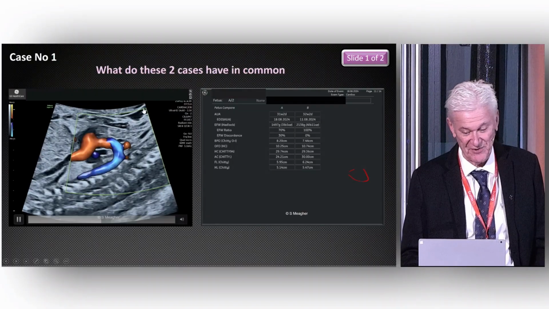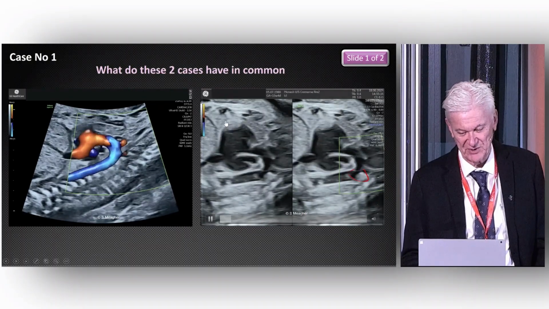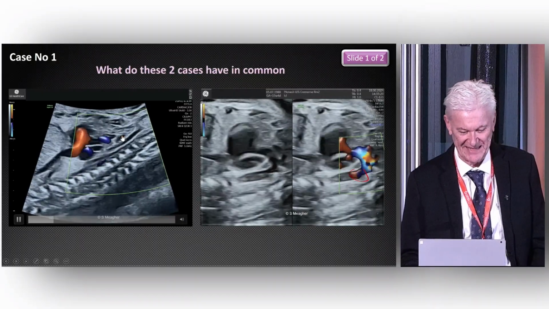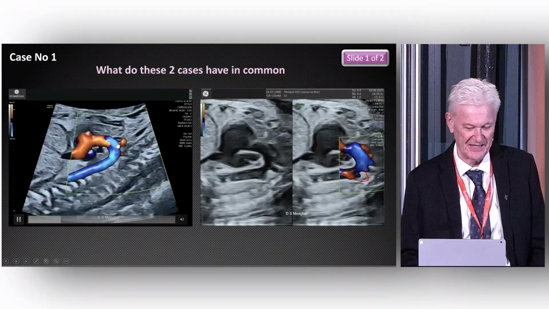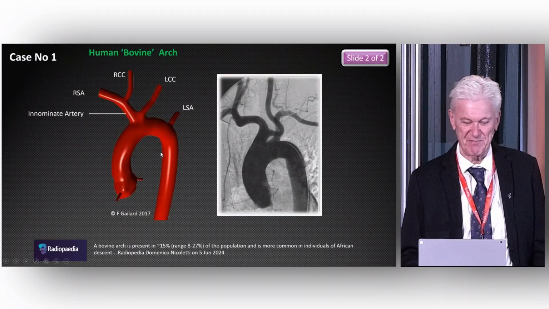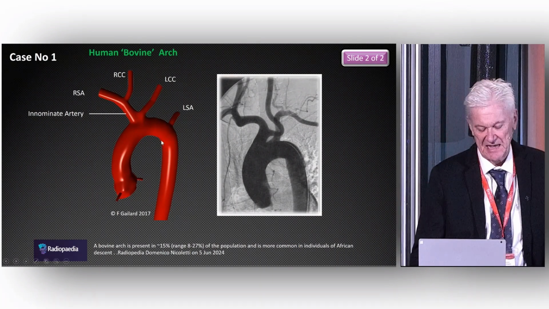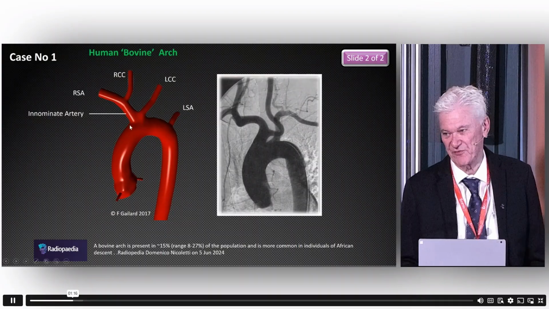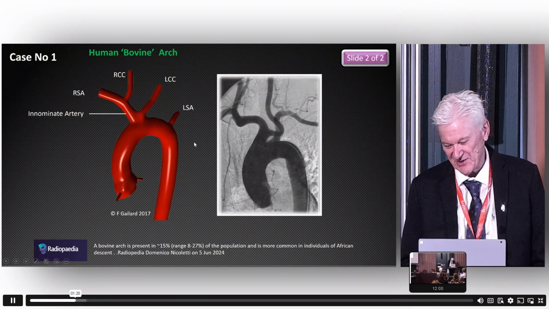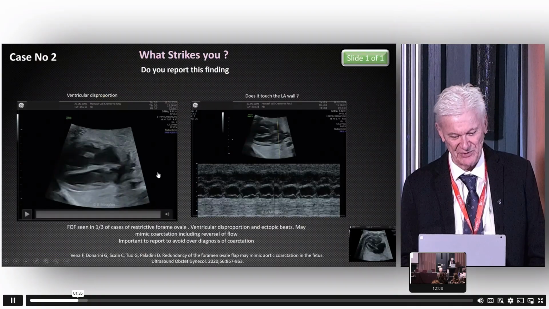But this is actually a variation in arch anatomy that is quite common, because no matter what you do as you screen across this, you have a big juicy vessel here that ends up giving off the innominate, the right common carotid and the left common carotid. And this is a bovine aortic arch. Both of those babies had a bovine aortic arch, and that is far more frequent than you think. If you haven't seen a bovine aortic arch in routine screening or in fetal echo, maybe you haven't been looking close enough.